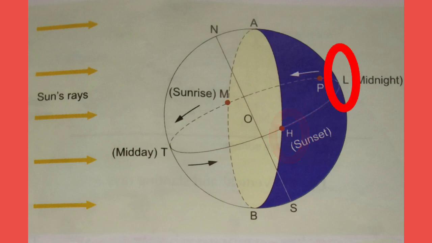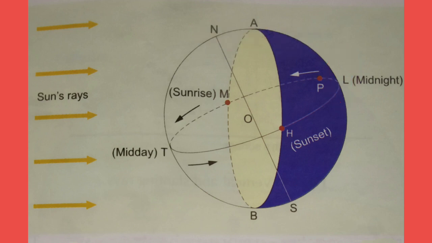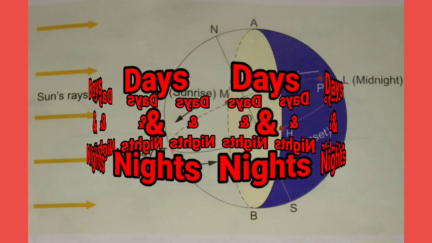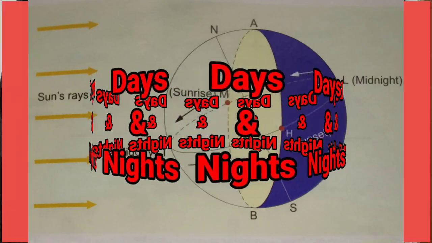At point L, the place is farthest from the sunlight. At this time, it is midnight. Thus, as the earth rotates from the west to the east, the sun first appears in the east and then appears to move towards the west. This is how days and nights are caused.